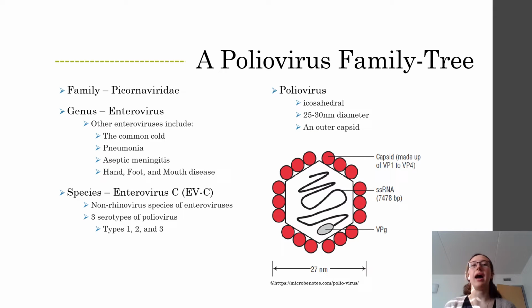There are 3 types of poliovirus. These are serotypes. The poliovirus itself is an icosahedral virus that is 25 to 30 nanometers in diameter and has an outer capsid. It is a positive sense single-stranded RNA virus, and here's a little diagram of its structure.